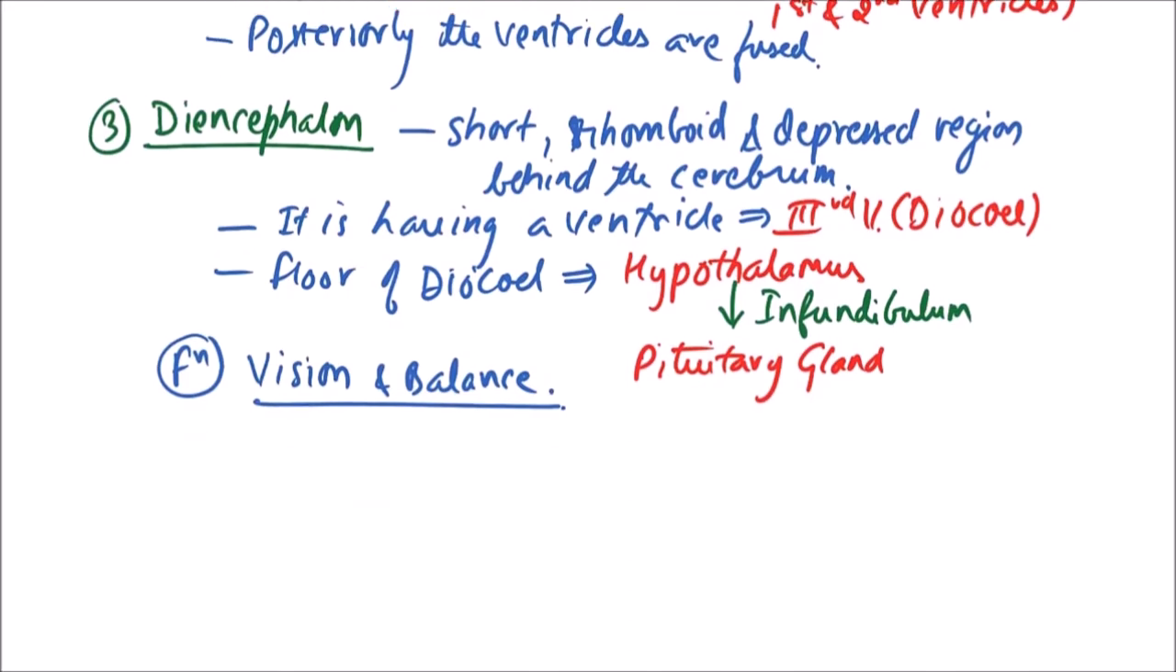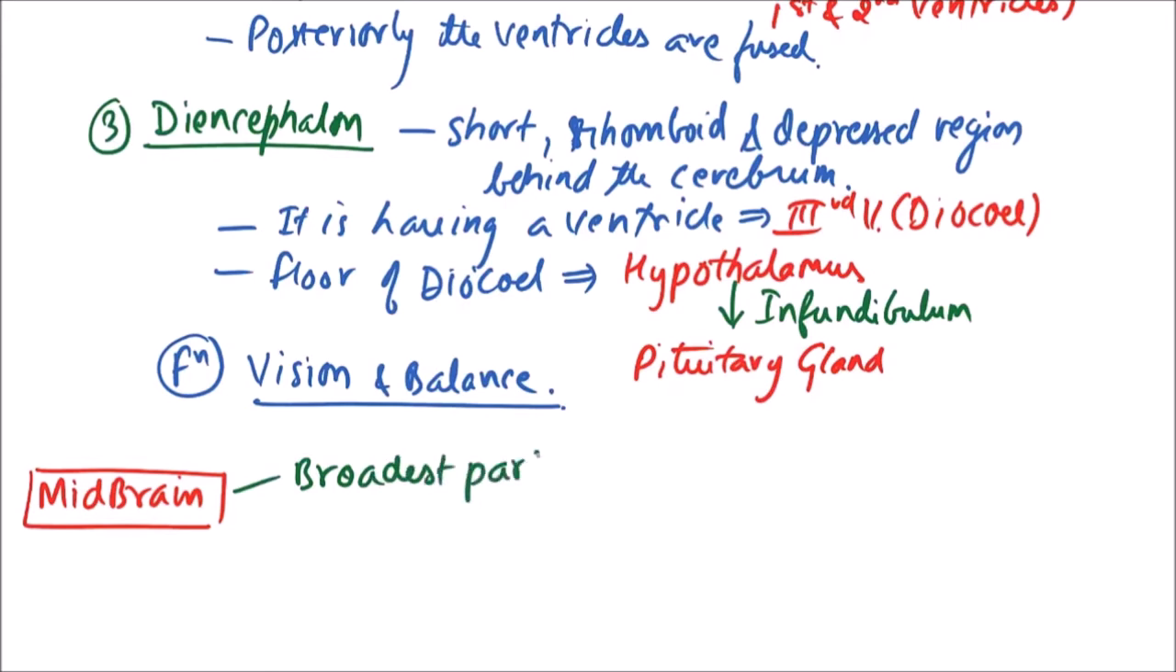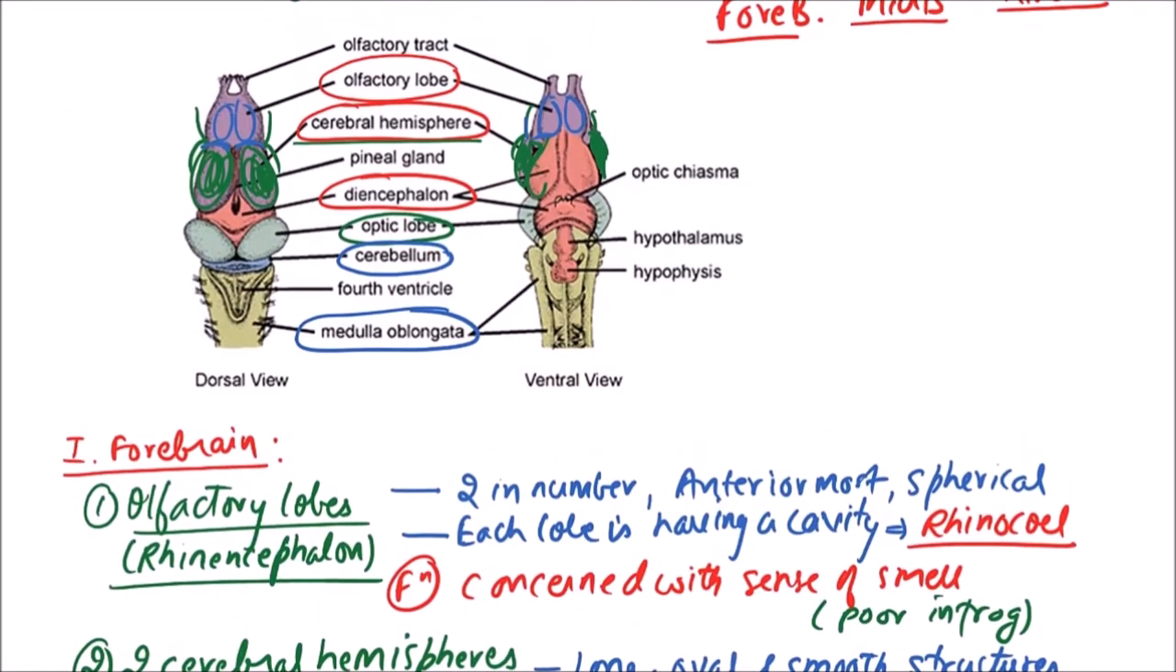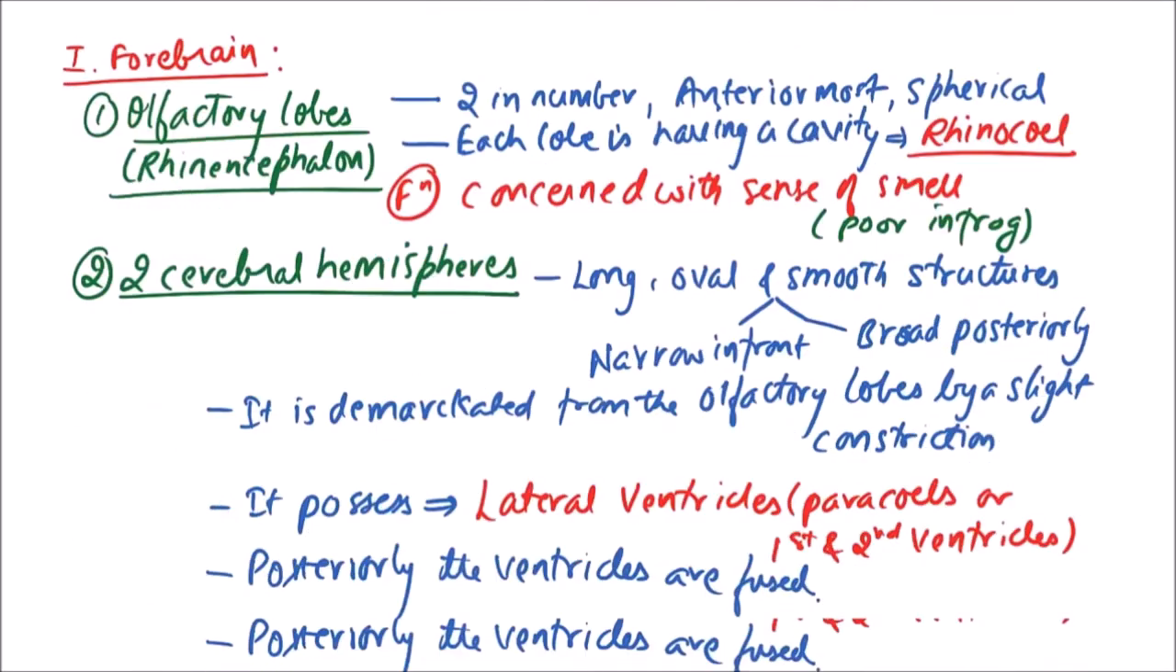Now the next is midbrain. Midbrain is the broadest part of brain. We can observe the midbrain in the diagram. This is the optic lobe pair, which represents the midbrain. So this is the midbrain, and it represents the broadest part of brain.